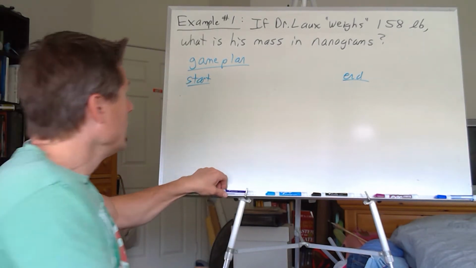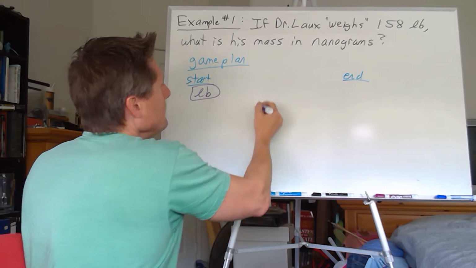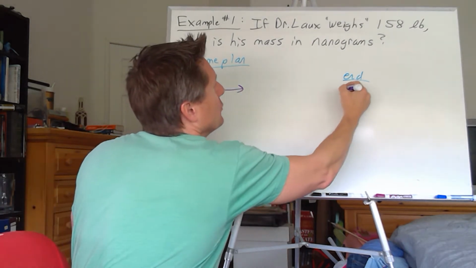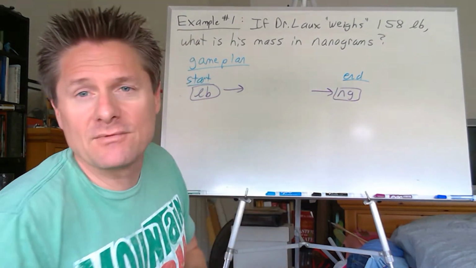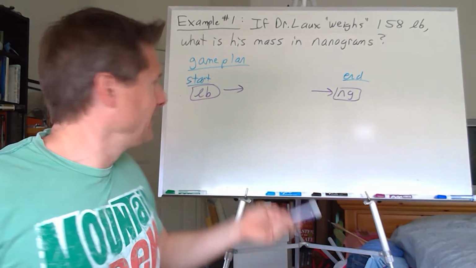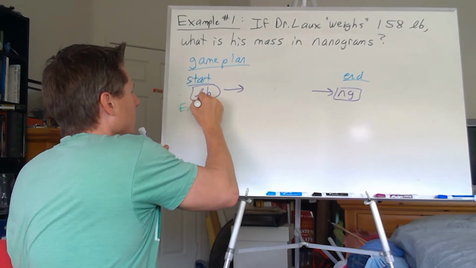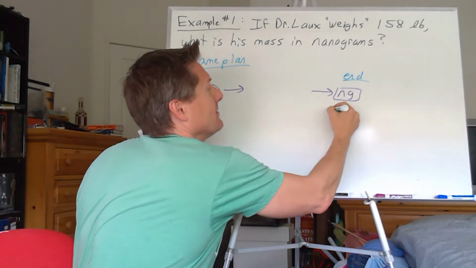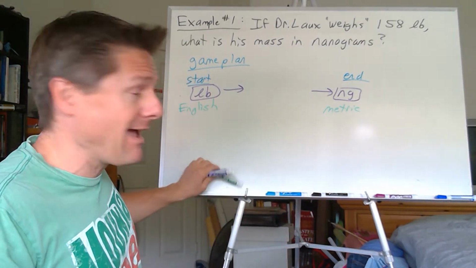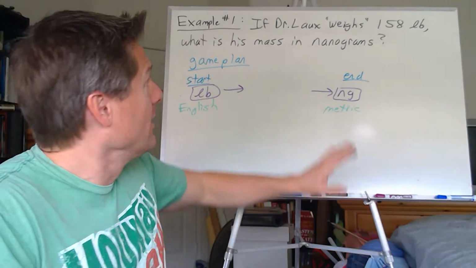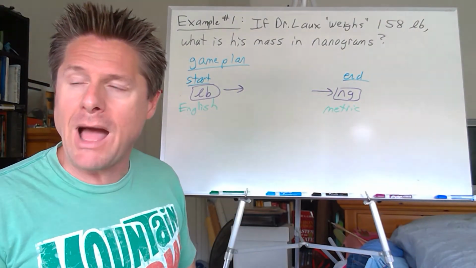Moving along. So we're starting with pounds, and we want to get to nanograms. This is an English unit, right? This is a metric or SI unit. They're both mass, so I'm good there. Everything's in mass there, and it's still Dr. Lax, it's still me, so I'm not changing into someone else. It gets more complicated for that.